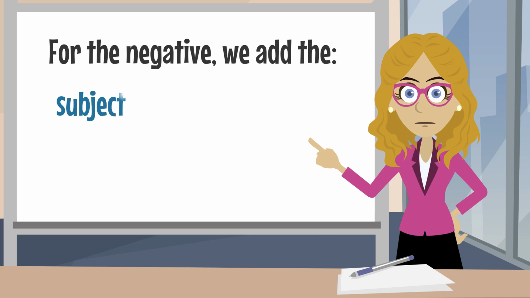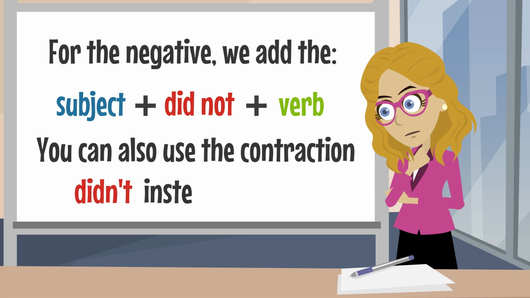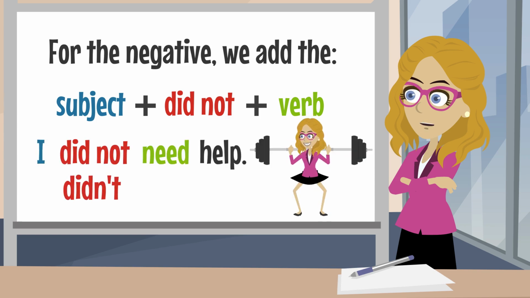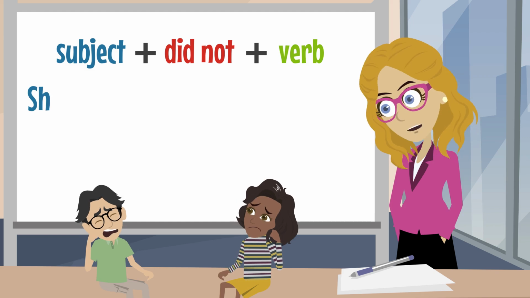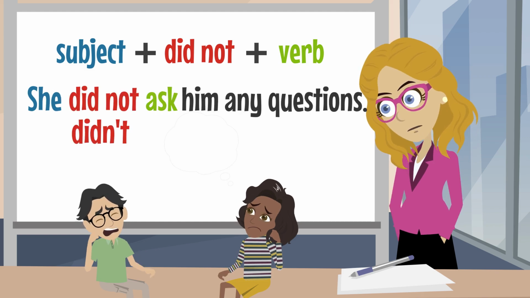For the negative, we add the subject plus did not plus the verb. You can also use the contraction didn't instead of did not. For example, I did not or didn't need help. She did not or didn't ask him any questions.